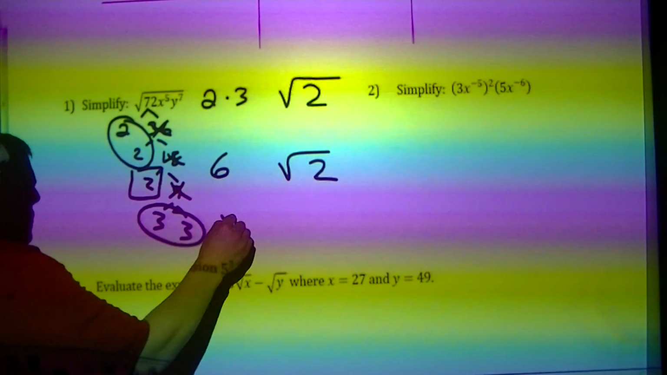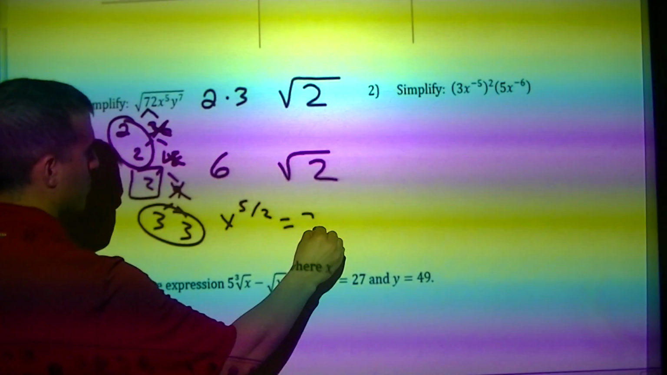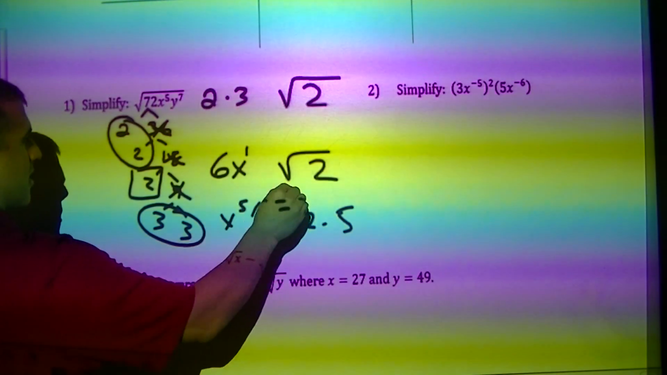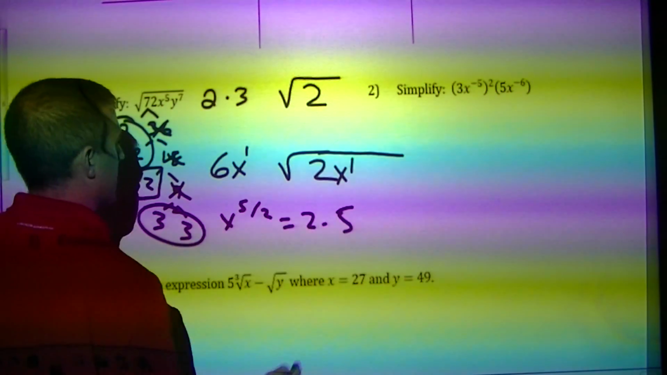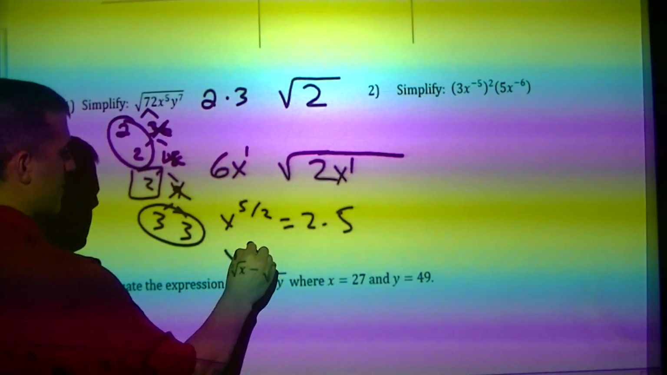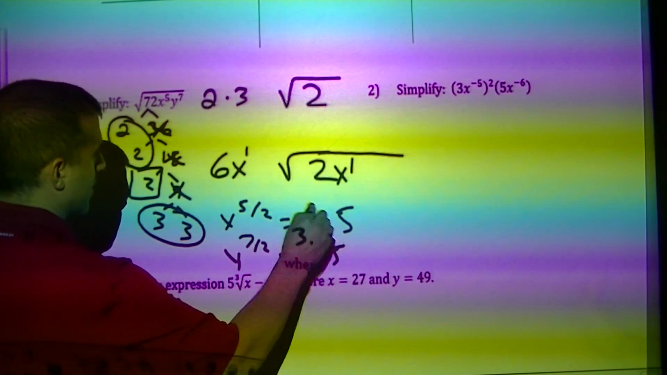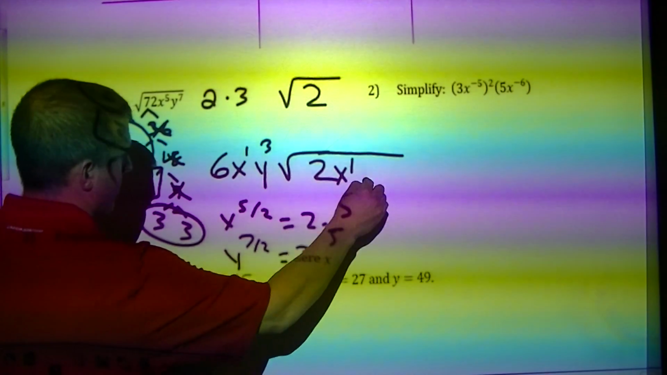To figure out those, I'm taking 5 and dividing by 2. That's 2.5. That means I got x1, x1. Extend that line a little bit. This one's going to be 7 divided by 2, which is going to be 3.5, which means y3, y1.